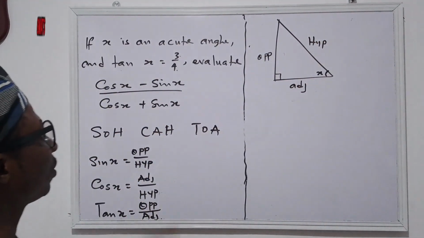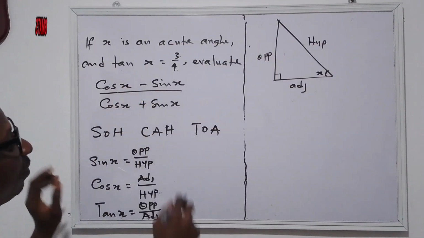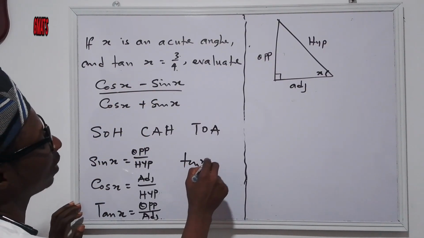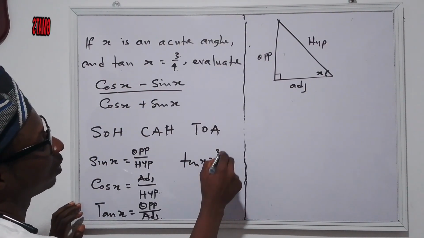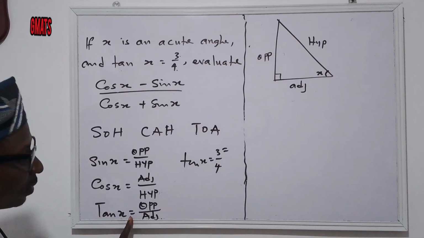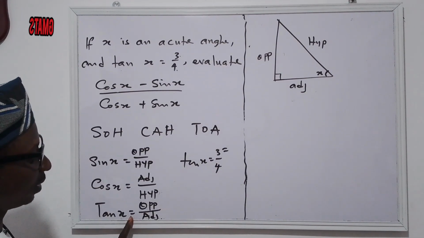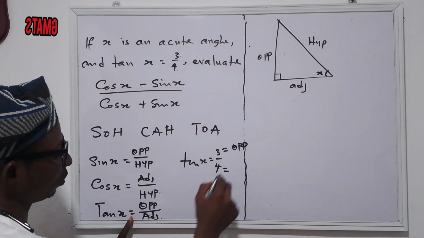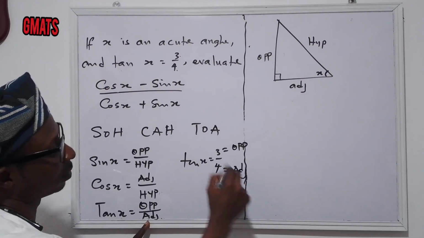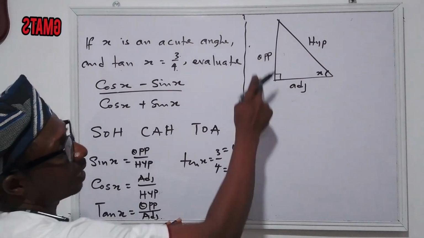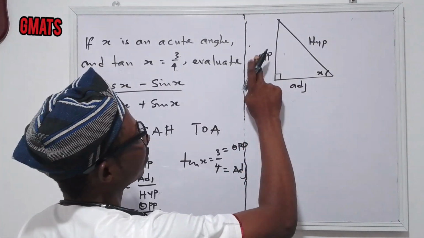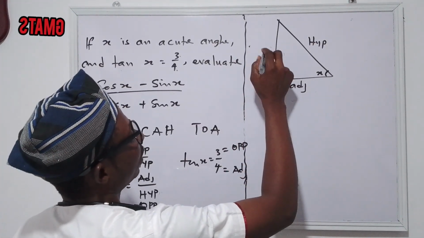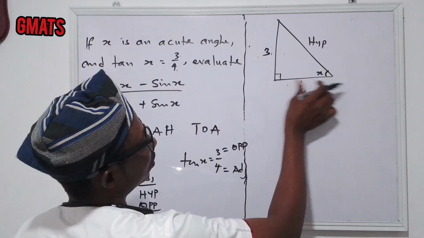All right, now let us look at what is given. We are given tan x equals 3 over 4. When you look at this, it means that 3 is the opposite and 4 is the adjacent. Now let us plug that into this diagram. So we have this to be 3, while this is 4.